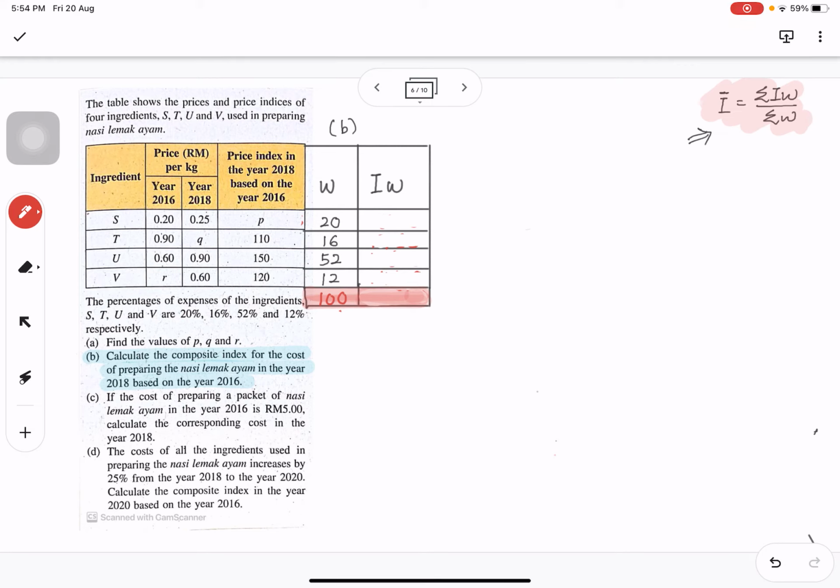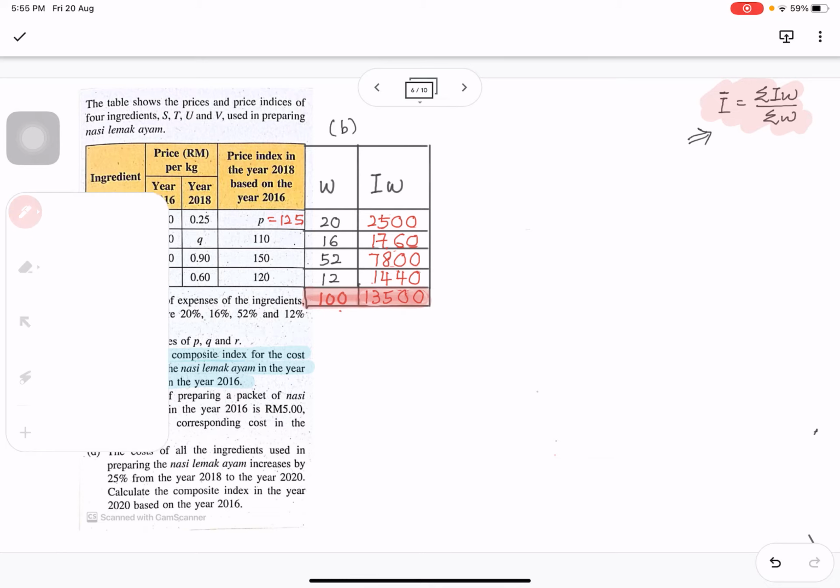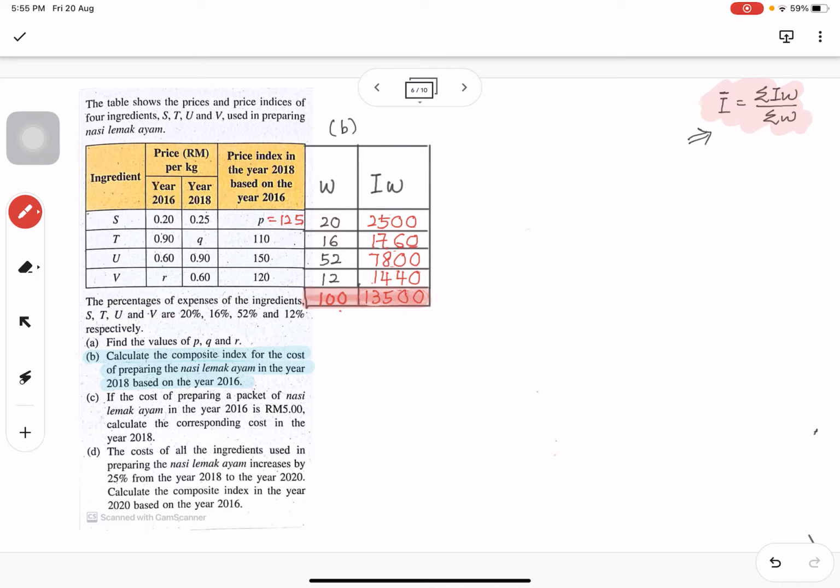Okay, do remember that the P here is equal to 125. So 125 times 20, 2500. 110 times 16 equals 1760. And for U, 150 times 52 is equal to 7800. And V, 120 times 12 equals 1440. So you need to add up to get the summation of IW. Total is 13500.